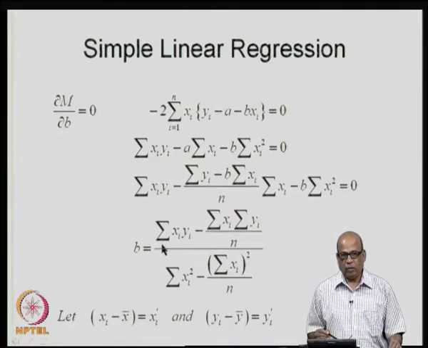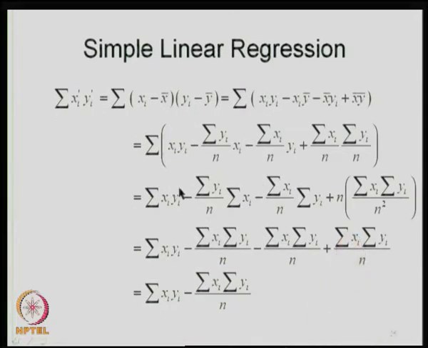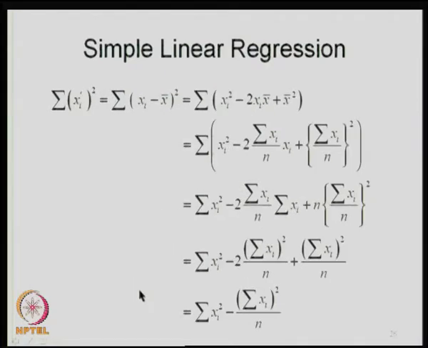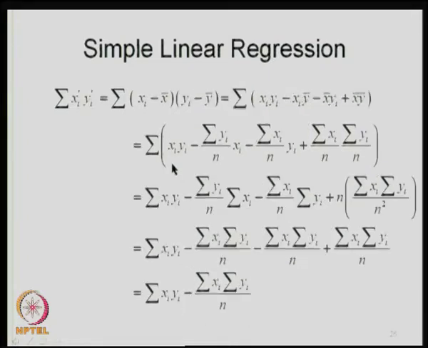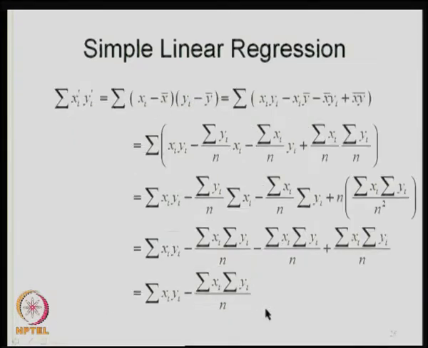Then you get this term, but we write this in a slightly more elegant form by taking x i minus x bar, which is the deviation of this particular point x i from its mean x bar, as x i dash, and y i minus y bar we write as y i dash. Using this we write the expression for b in a more elegant form. What we said is x i minus x bar is equal to x i dash and y i minus y bar is equal to y i dash. So, we consider this x i dash y i dash, which is x i minus x bar times y i minus y bar, summation of that, and that can be written as summation of x i y i minus summation x i summation y i by n, which means essentially we are writing this is equal to this expression.